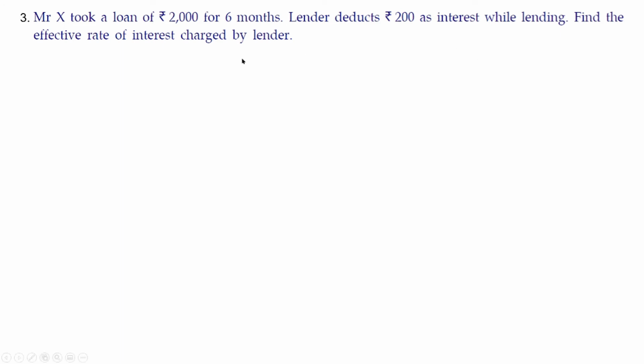Moving on to the next question. It is an example question from the CBSE Handbook. Mr. X took a loan of rupees 2000 for 6 months. Lender deducts rupees 200 as interest while lending. Find the effective rate of interest charged by the lender. So here X took a loan of rupees 2000 for 6 months and in this 2000 rupees itself the lender deducts 200 as interest. So the amount which Mr. X gets is only 1800 and the time period is 6 months.